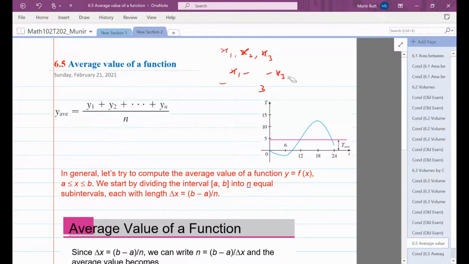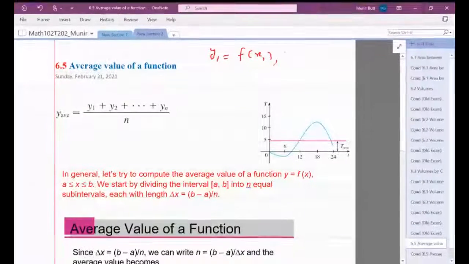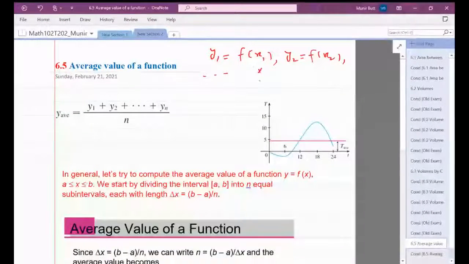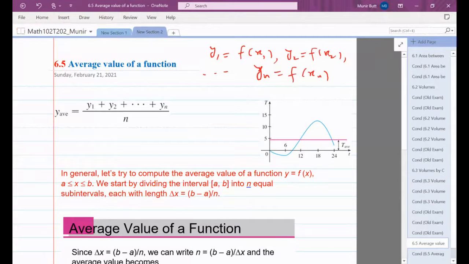But now there is a question: if you have function values, for example y1 equal to f of x1, then y2 equal to f of x2, and so on, yn equal to f of xn, then what will be the average of the function values? So this is the question. If you write it in mathematical form, we write f average, meaning the y values. You just take the average, add them and divide by the number of intervals.